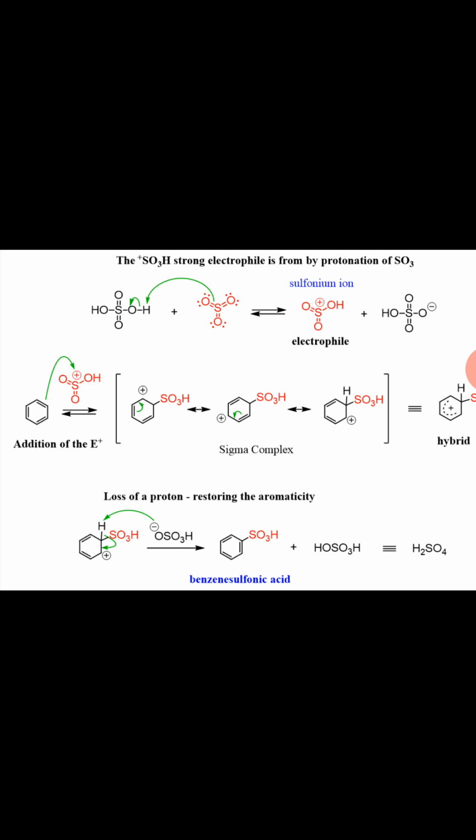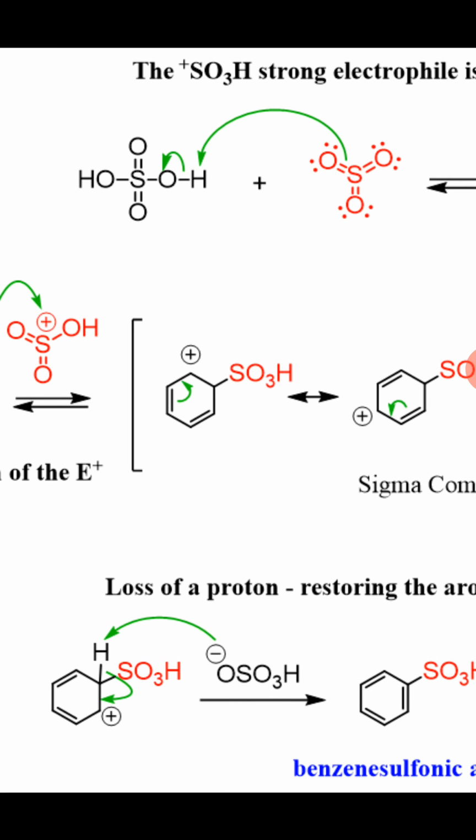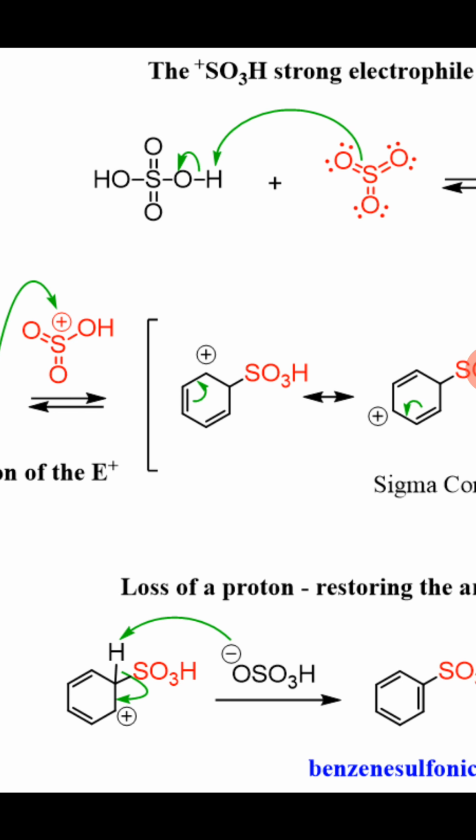So firstly, as you would remember, the first step is generation of the electrophile. Sulfuric acid reacts with sulfur trioxide. If we combine both of them, the formula will be H2S2O7. In most books where you see the reaction, you will see H2S2O7 written. So this is the formula of sulfuric acid and sulfur trioxide combined.